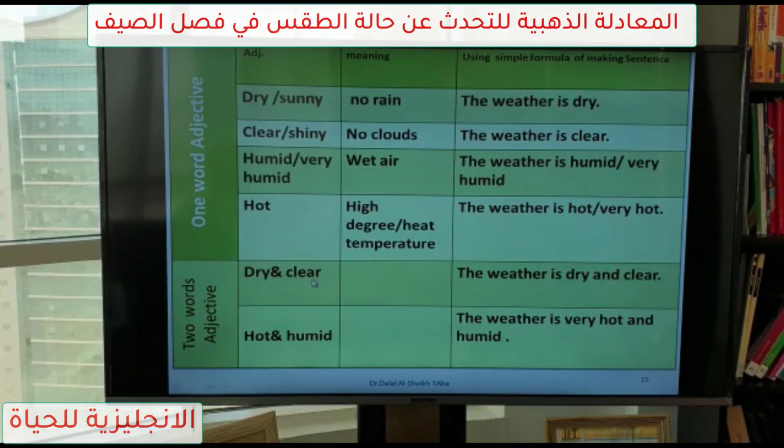Now we move on to use two-word adjectives. It means that I can join two adjectives together with the word "and". The formula will be: the weather is dry and clear. So I put the subject, verb, first adjective, and second adjective. The weather is very hot, the first adjective, and humid, the second adjective.